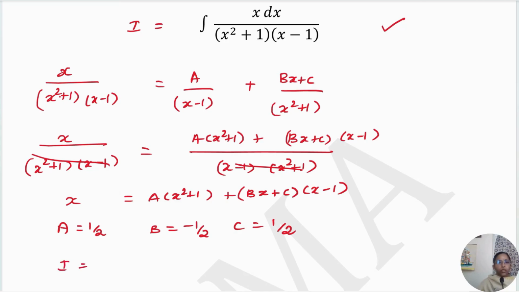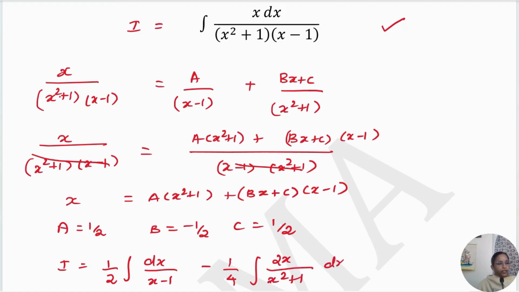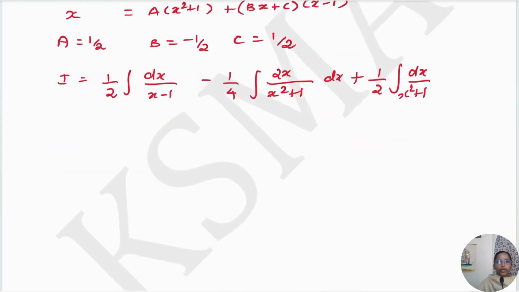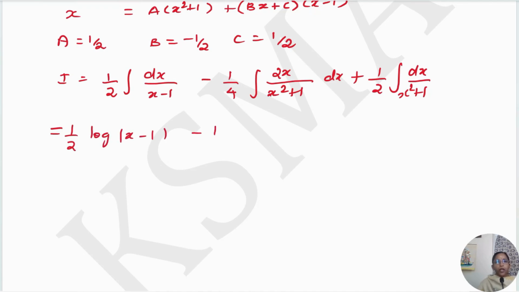Now substitute your values in this. So I is equal to integration of, you can split your integration also. So 1 by 2 into integration of dx by x minus 1 and minus 1 by 4 times integration of 2x divided by x square plus 1 dx plus 1 by 2 into integration of dx divided by x square plus 1. Now you can do your integration. So 1 by 2 log of modulus of x minus 1 minus 1 by 4 into log of modulus of x square plus 1 plus 1 by 2 times tan inverse of x plus c. So this is our answer.